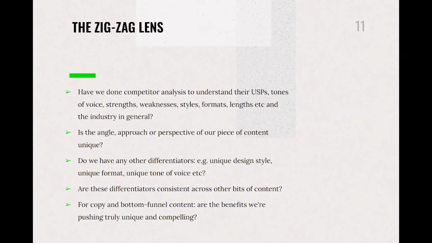Is it the same? Because the likelihood is that the prospect you're trying to convert, in that drip sequence or on that landing page or on that website, is also looking at several other competitors. So yes, benefits are more important than features. Great, pull out those benefits, but are they unique benefits? Are they unique selling propositions, USPs?